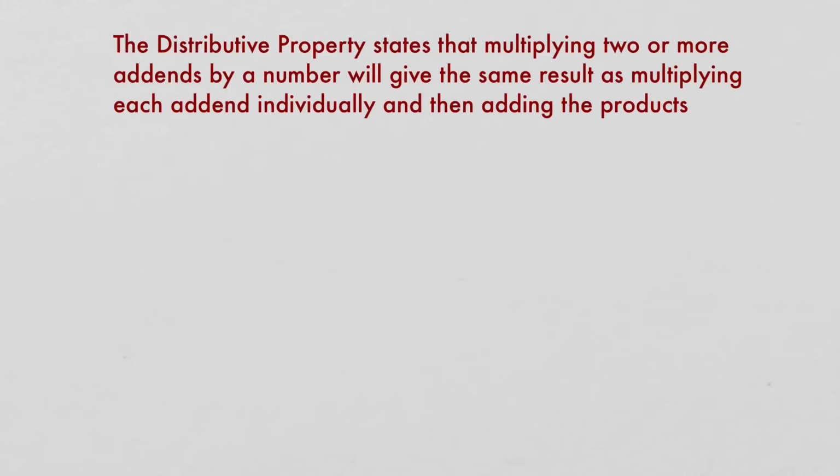Here is our technical definition. The distributive property states that multiplying two or more addends by a number will give the same result as multiplying each addend individually and then adding the products. Now, that is what you would find if you looked up the actual definition. That probably means nothing to you. So let's talk about what that is really telling us.